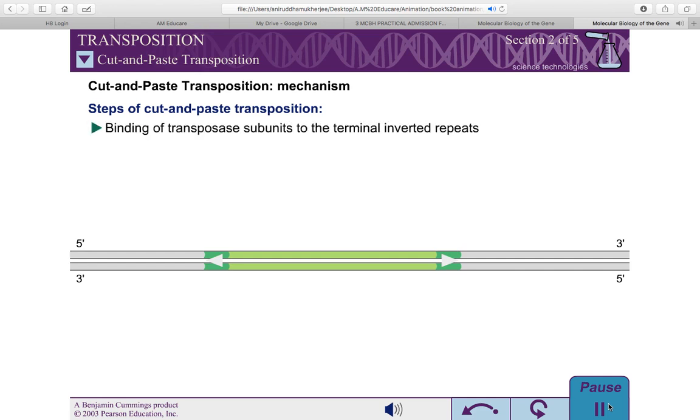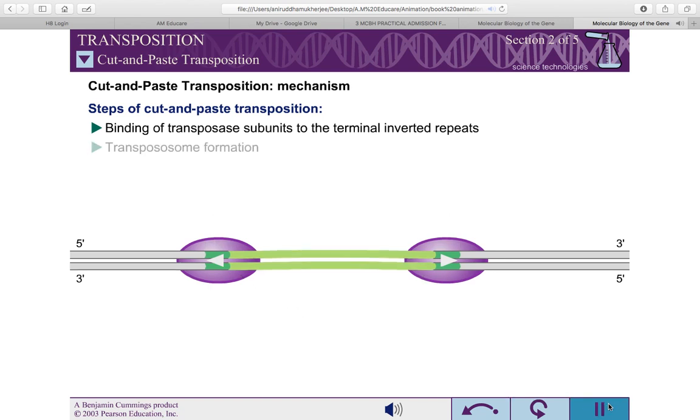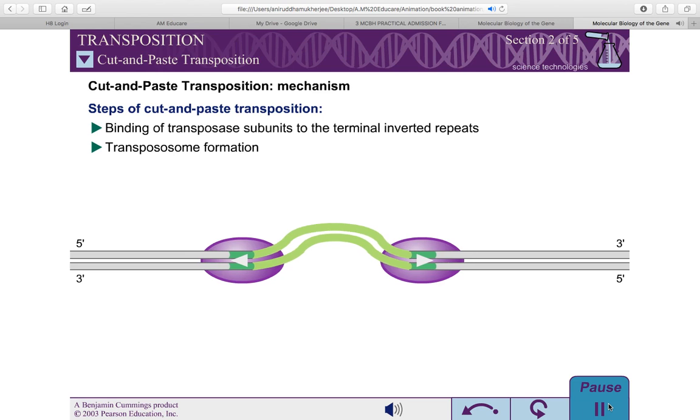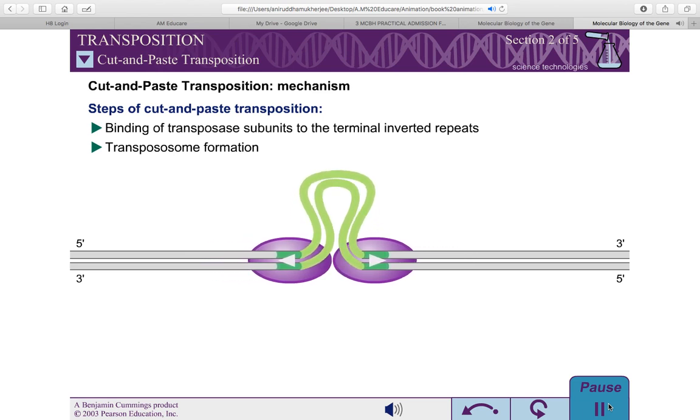To initiate transposition, transposase subunits bind to the terminal inverted repeats. Once the transposase subunits recognize these sequences, they bring the two ends together to generate a stable protein-DNA complex called a transpososome or synaptic complex. This complex functions to ensure that the DNA cleavage and joining reactions occur simultaneously on both ends of the transposon, and also protects the DNA ends from cellular enzymes during transposition.